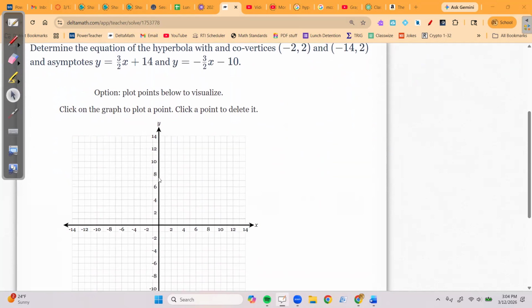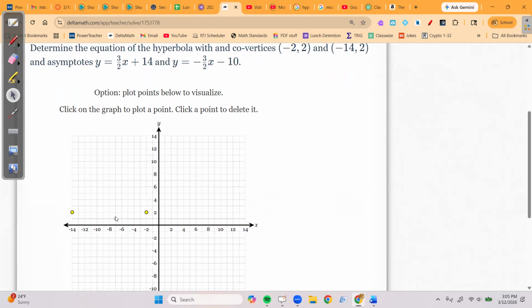So we're going to start by sandboxing in some points. We have co-vertices at negative 2, 2 and negative 14, 2. What do we already know? It's going to open up and down, because the co-vertices are sideways, so the vertices have to be vertical. What else do we know?